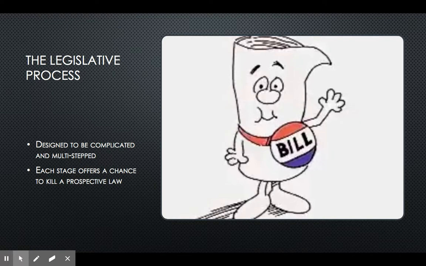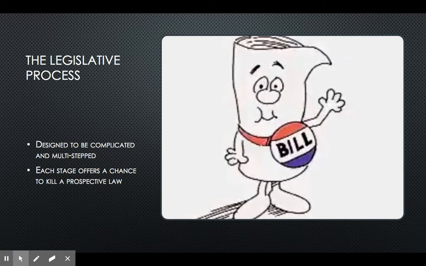Also, the founders wanted to make sure that laws weren't just being passed based on the passions of the people. So something bad happens, the people call for a new law. They didn't want that, okay? They wanted it to be a process that required some thought, some discussion before a new law could be put into place. Because once a law is passed, it's going to affect the entire country, so all of the citizens. So this is why it's such a complicated and multi-step process.